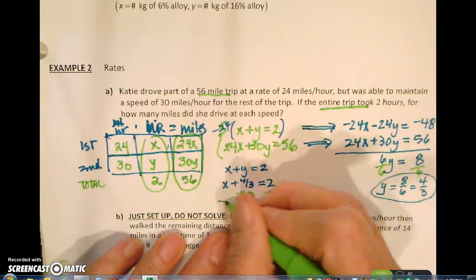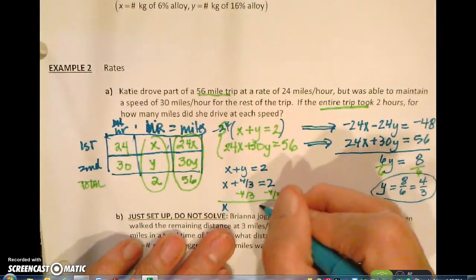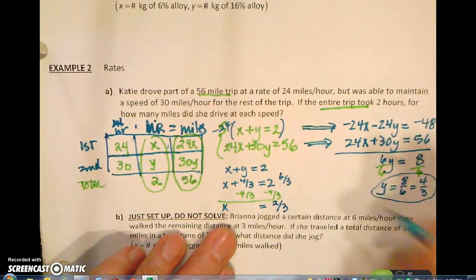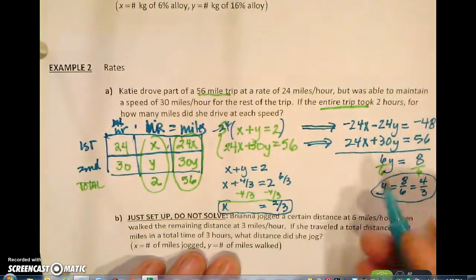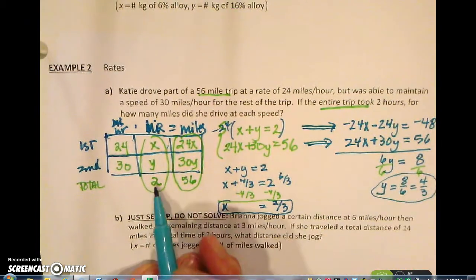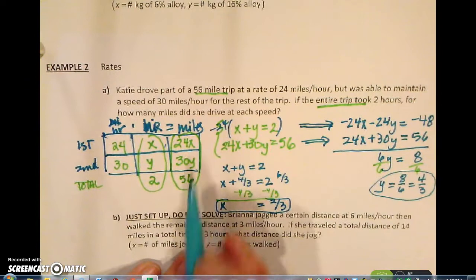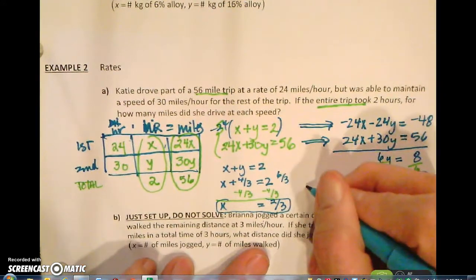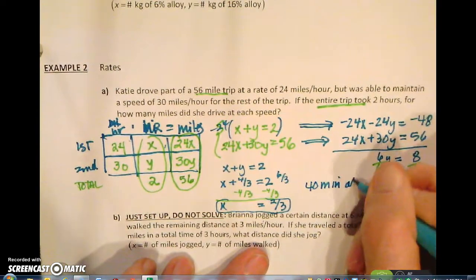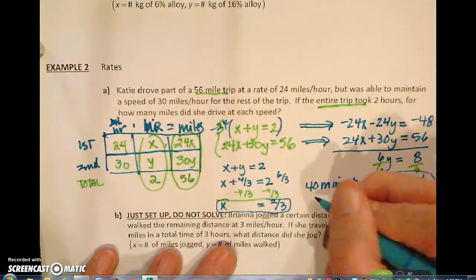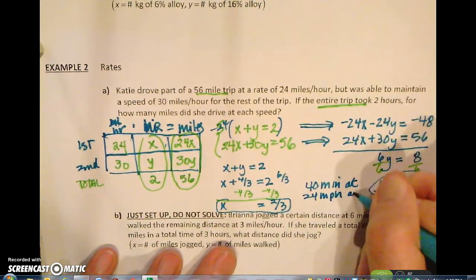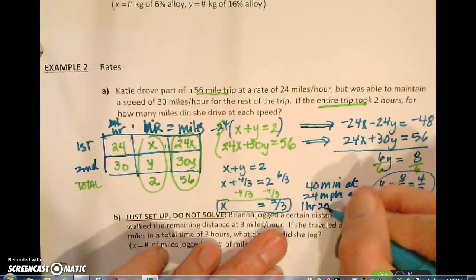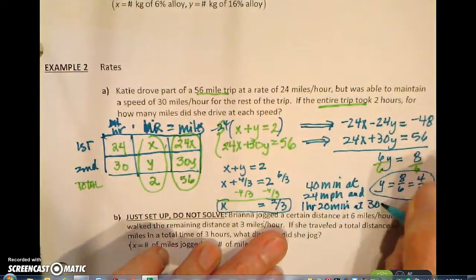I'm going to end up with that x is equal to, and this is going to be a 6/3 minus 4/3 is going to be 2/3 of an hour. So you can see that 2/3 plus 4/3 adds up to 6/3, which is 2 hours. And if we multiplied it out, they would check as well. So let's write our answer in minutes. So 2/3 of an hour would be 40 minutes at, that's my X, so at 24 miles per hour. And 4/3, which is an hour and 20 minutes, at 30 miles per hour.